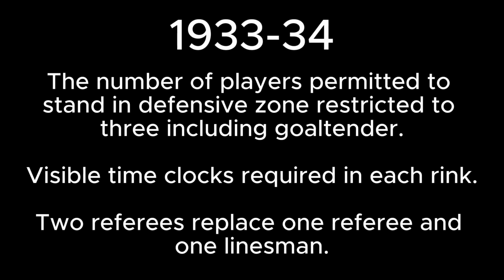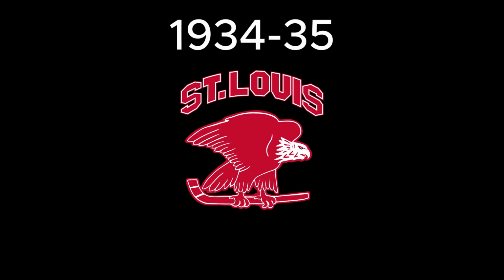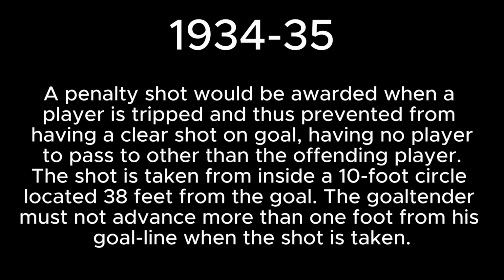In 1933-34, the number of players permitted to stand in the defensive zone restricted to 3, including a goaltender. Visible time clocks required in each rink. 2 referees replace 1 referee and 1 linesman. In 1934-35, the Ottawa Senators relocated, becoming the St. Louis Eagles. A penalty shot would be awarded when a player is tripped and thus prevented from having a clear shot on goal, having no player to pass to other than the offending player. The shot is taken from inside a 10-foot circle located 38 feet from the goal. The goaltender must not advance more than 1 foot from his goal line when the shot is taken.